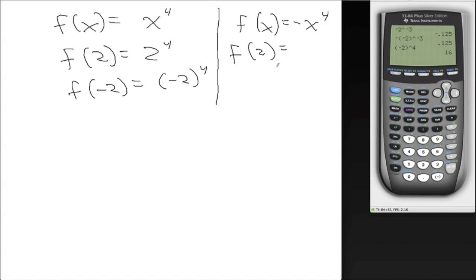Now how would we do this on the calculator? Negative parentheses 2 raised to 4. Okay, in this case you don't need the parentheses, but the main question is, should the negative sign be inside the parentheses? No. In this case you don't need any parentheses at all, and you could just do it like this. The parentheses wouldn't be wrong in this case.